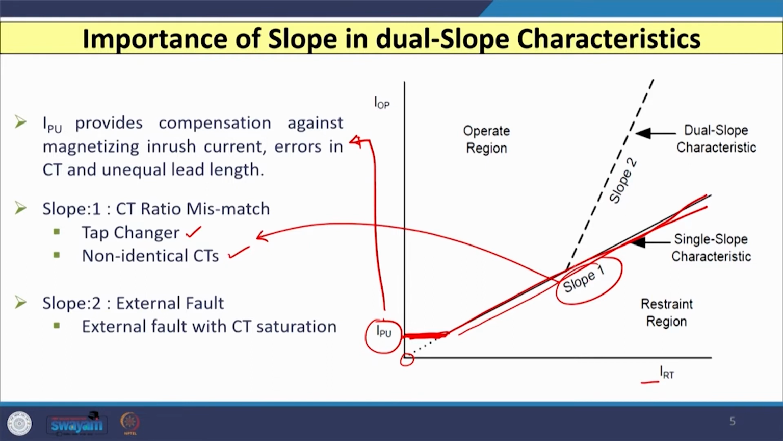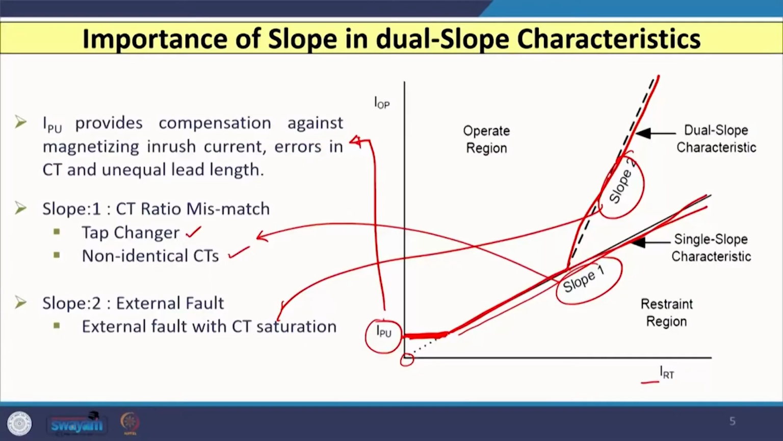And slope 2, if I further add from here to here, is required just to avoid maloperation of the digital differential relay in case of heavy through fault, particularly when one of the CTs saturates and the other CT is working in the linear range. So, this is meant for this. If I use a dual slope characteristic like this, and any operating point comes above this, then the relay operates, otherwise for any point somewhere here the relay does not operate.